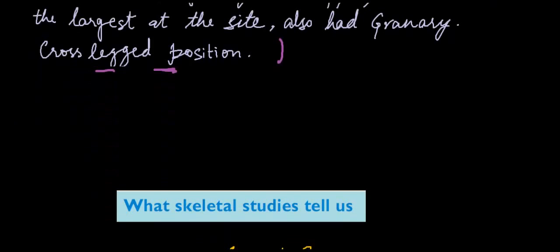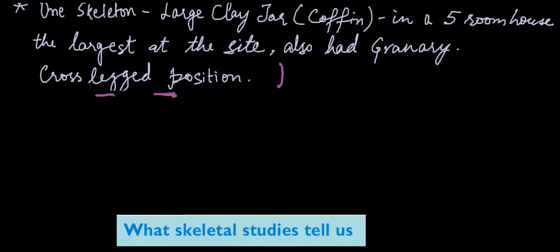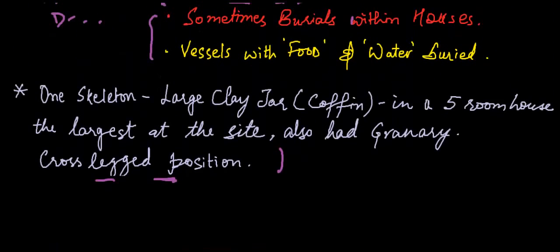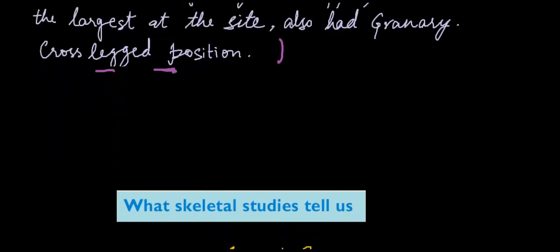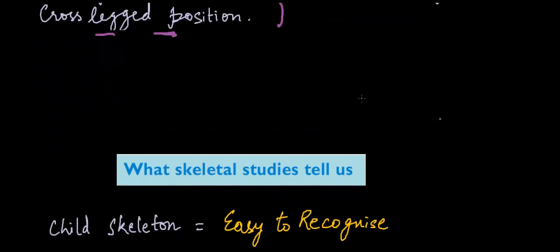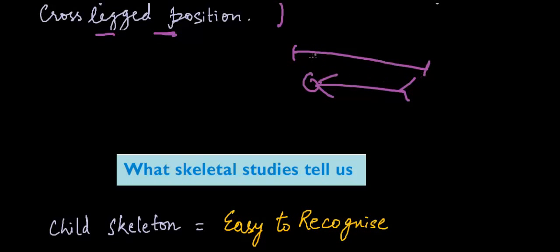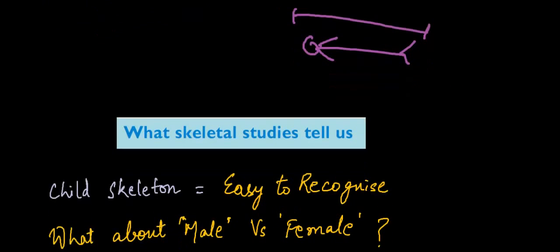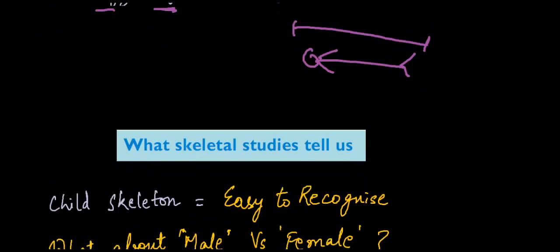Now let's see what skeletal studies tell us. As we are discussing skeletons, we are discussing the buried people. What do all these things tell the historian? If we find a skeleton in a grave, and the size of the skeleton is quite small, maybe 4 feet or 3 feet, we can easily conclude that the skeleton is of a child.